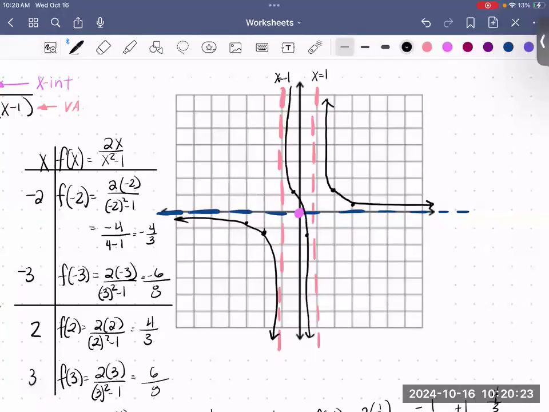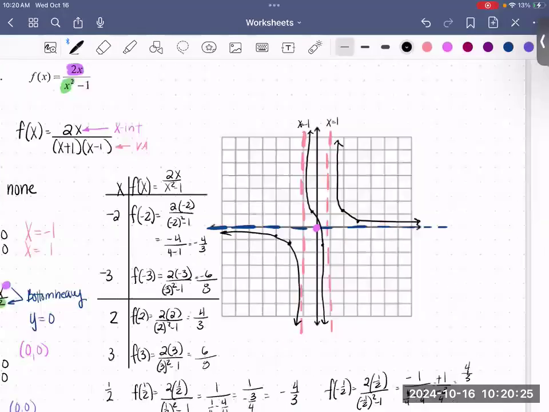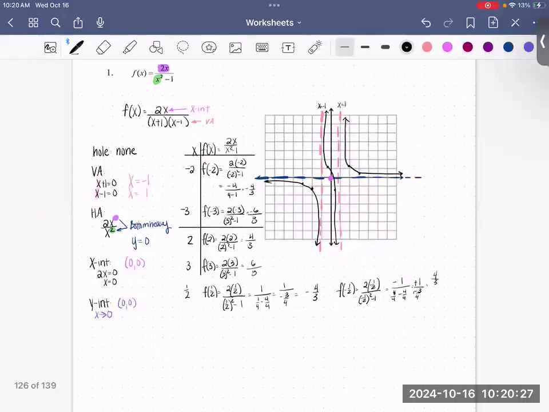Now we can at times cross your horizontal asymptote when it's sandwiched like this between two vertical asymptotes. So we can cross at times.